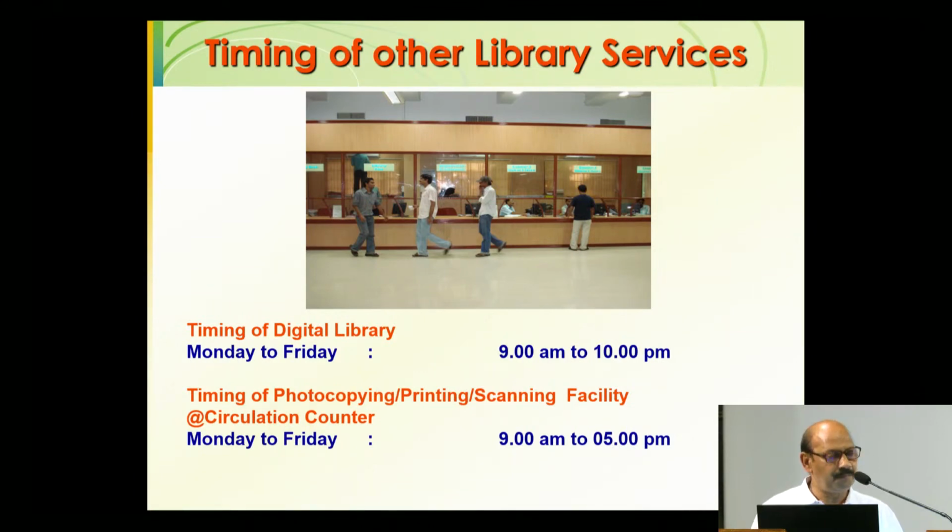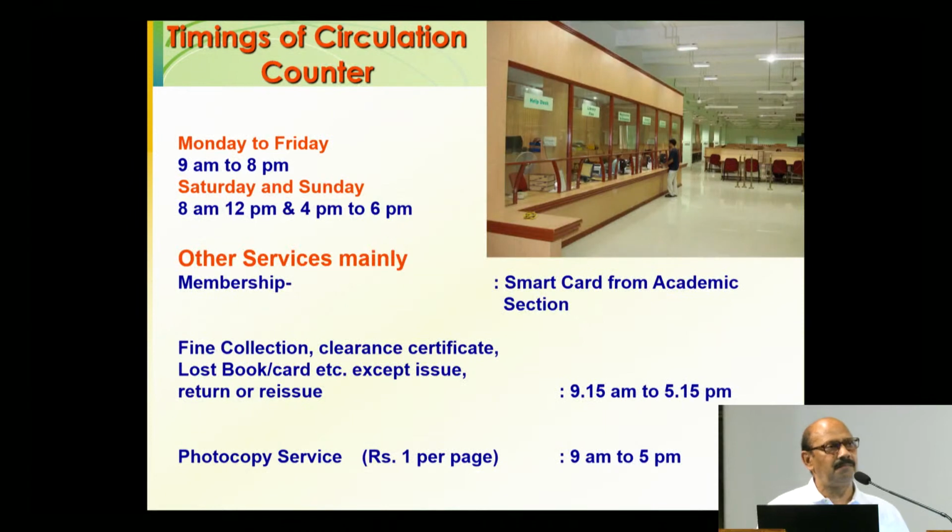This is the timing for the circulation counter. You cannot issue books at night. So we have given the timing when you can come and issue books: from 9 a.m. to 8 p.m., Monday to Friday. And Saturday and Sunday it is also open from 8 a.m. to 12 p.m., so you can come and issue the books.